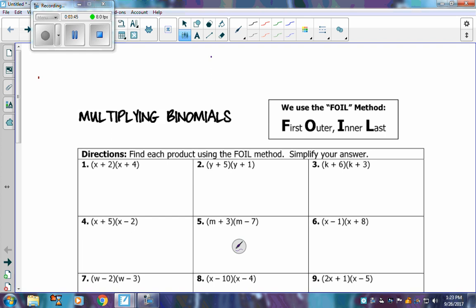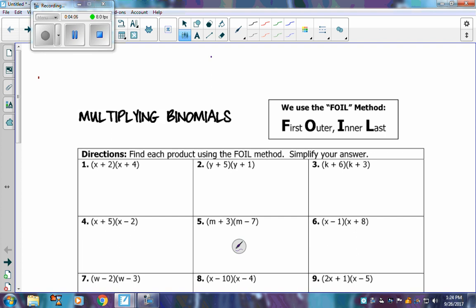Now, when you're multiplying, just like yesterday, you're distributing. When you multiply two binomials, a binomial means there's two terms inside it. There's a special method that we can use called the FOIL method. FOIL method is just an acronym for distributing. So you have two binomials. You're going to take one term from each binomial.